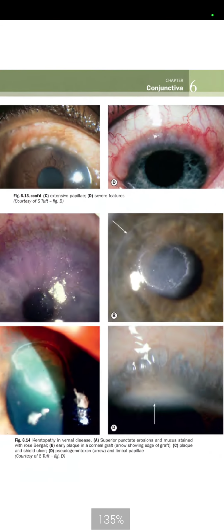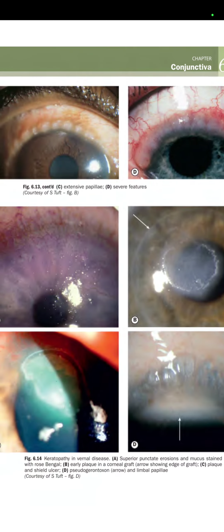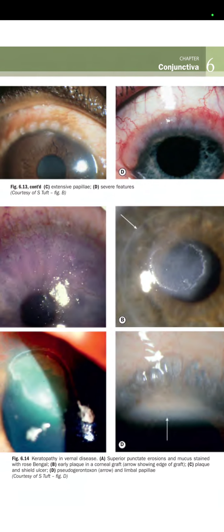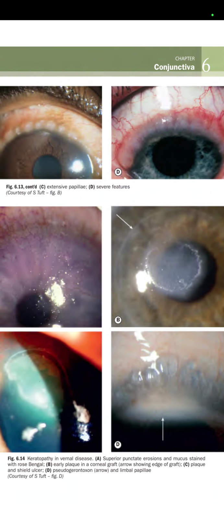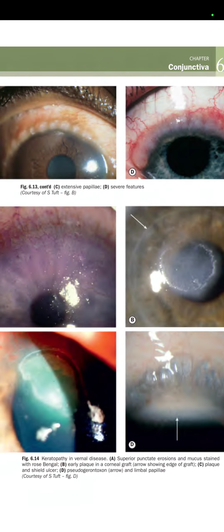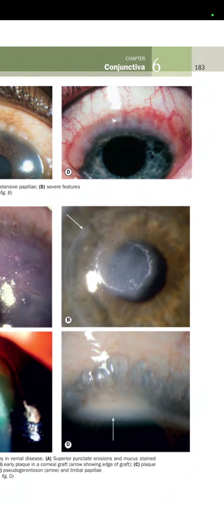So you can see 6.14 keratopathy in vernal disease. A is showing the superior punctate erosion and mucus stained with rose bengal. B is showing early plaque in corneal graft. C is showing plaque and shield ulcer, and D is showing the pseudogerontoxone.